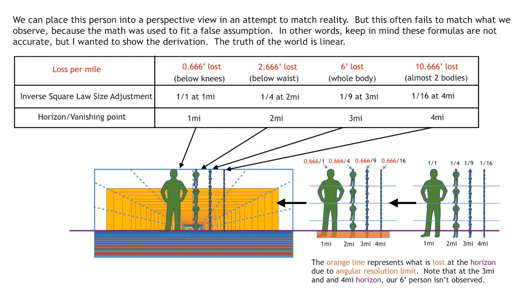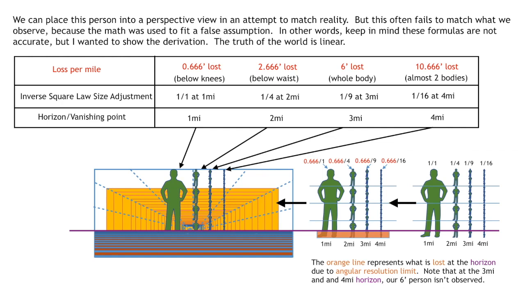So again, the loss per mile: 0.666 lost below the knees, then we have 2.6 lost below the waist, then about 6 foot loss, which is the whole body, and then about 10.6 loss, which is almost 2 bodies. And our inverse square law adjustment here, you're going to be at 1 to 1 at 1 mile, 1 over 2 squared at 2 miles, 1 over 3 squared at 3 miles, and 1 over 4 squared, 1 over 16, at 4 miles, and so forth.